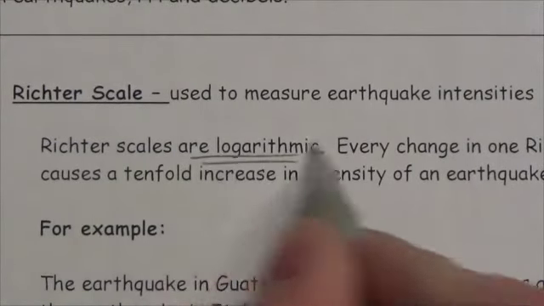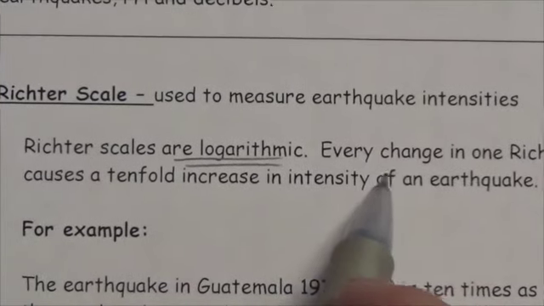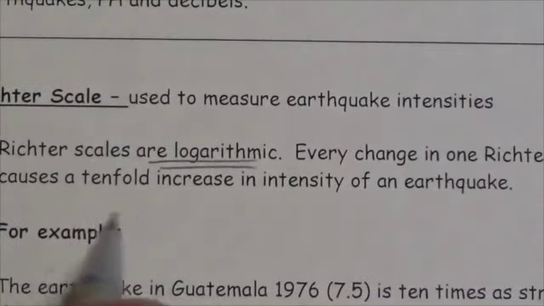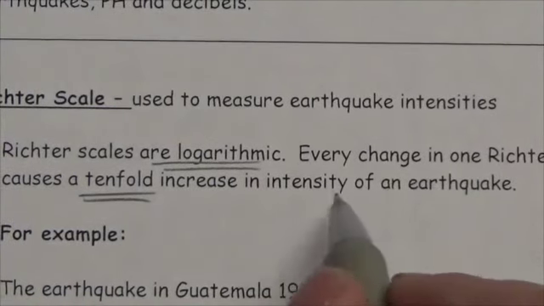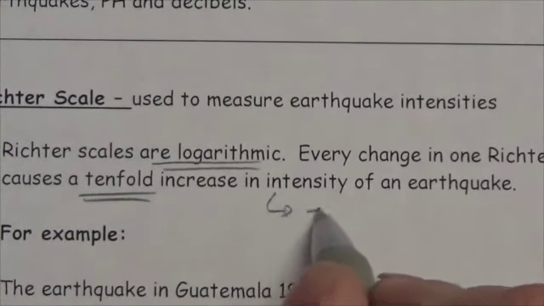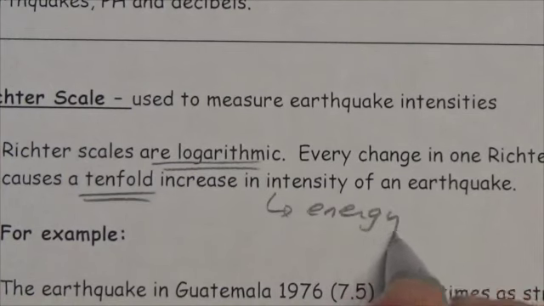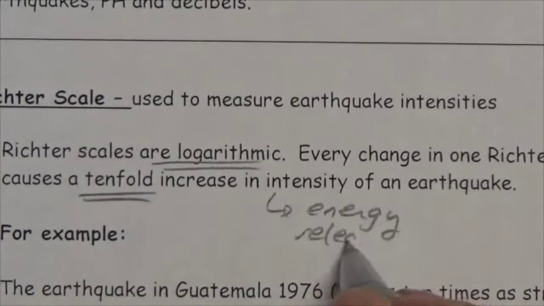It's a logarithmic scale, which means that every change of one value on the Richter scale causes a 10-fold increase in the intensity of the earthquake. When we talk about intensity, we're talking about energy. The energy released is maybe a better way to say that.